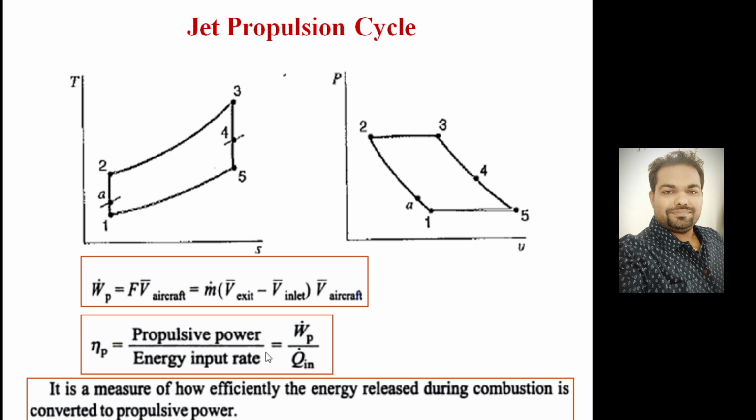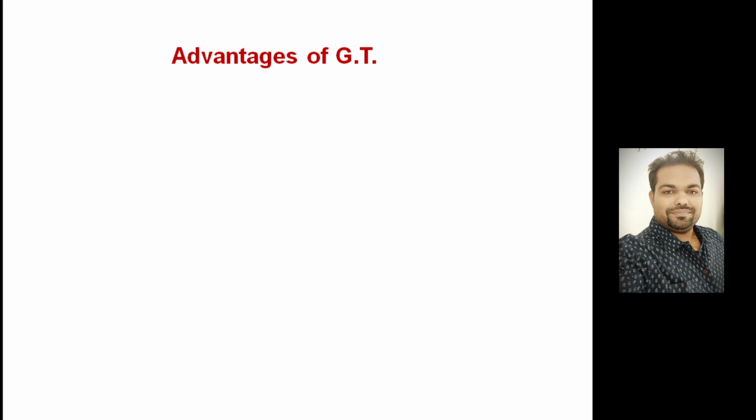Propulsive efficiency is nothing but thrust power generated divided by the energy input. What energy are you given? Heat supplied. You divide this, it will give the propulsive efficiency of the engine. So it is a measure of how efficiently the energy released during the combustion is converted to the propulsive power. What are the advantages of the gas turbine?